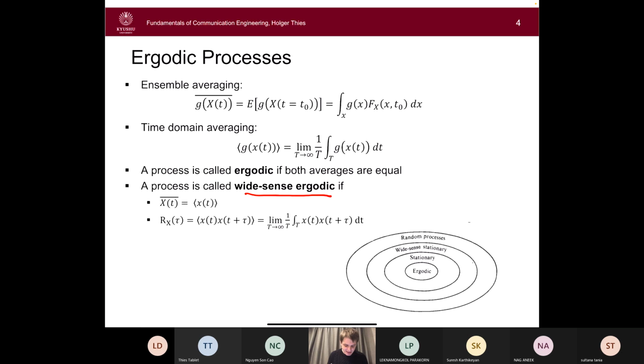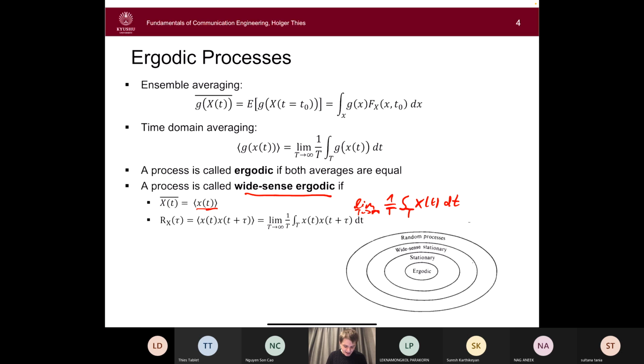Wide sense ergodic processes are defined such that the mean in the time domain, which is just the limit for T to infinity of 1 over T times the integral of x of t, is the same as the mean we get in the amplitude domain. And a similar result holds for the autocorrelation function.